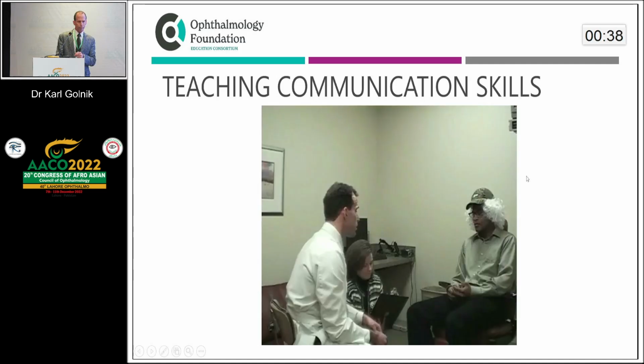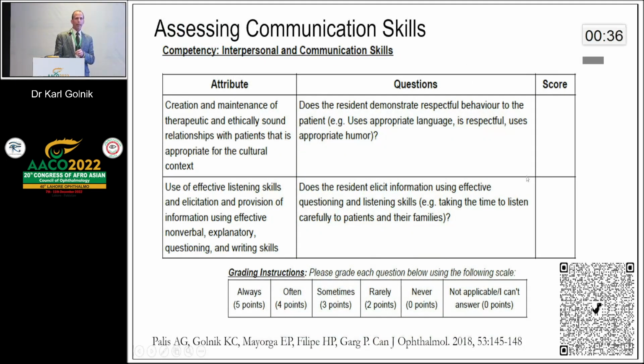And then, like professionalism or anything that you're teaching, you need a way to assess it, right? And that's the old saying, assessment drives learning. If the students know they're going to be assessed, then they're more likely to learn what you want them to learn. So you have to have ways to assess it. And this is, again, from a paper that we published a few years ago about the 360-degree evaluation, which we use both for professionalism and for communication skills. So in this example, the competency was interpersonal and communication skills.